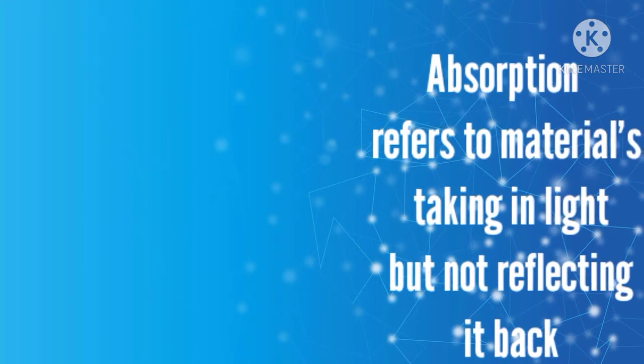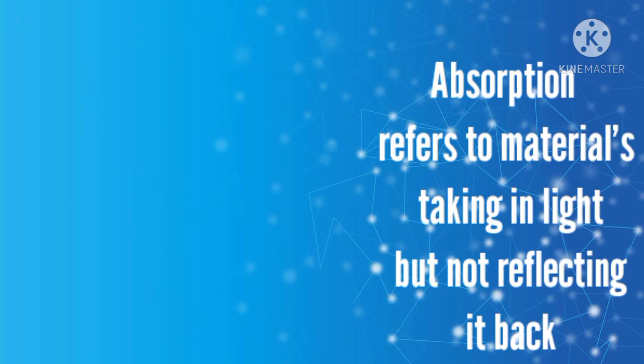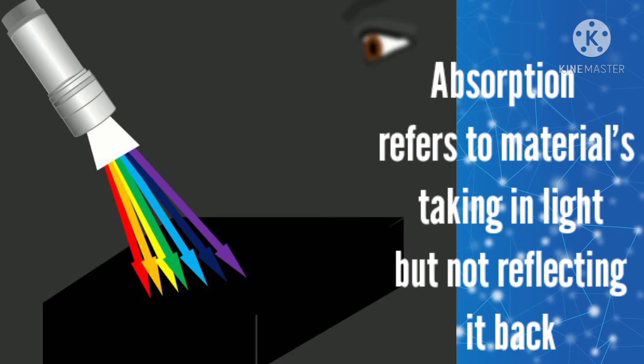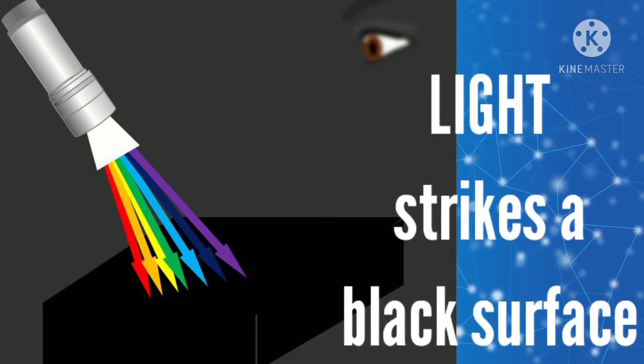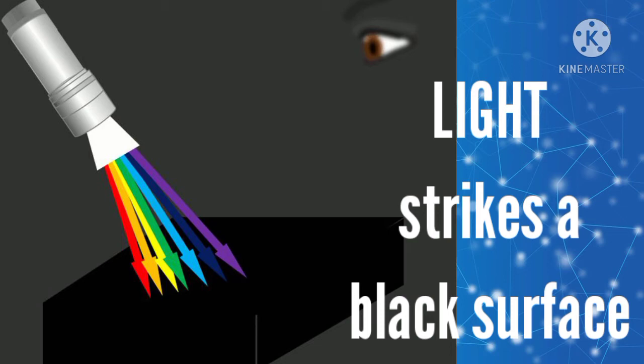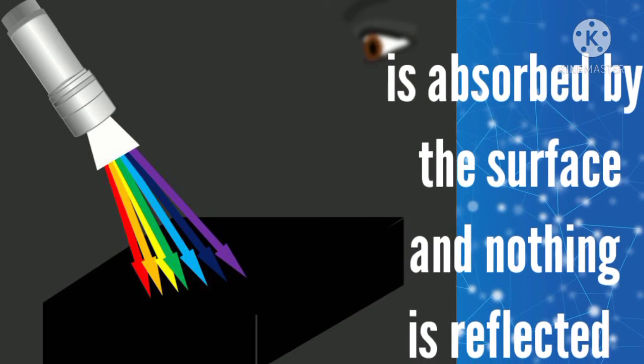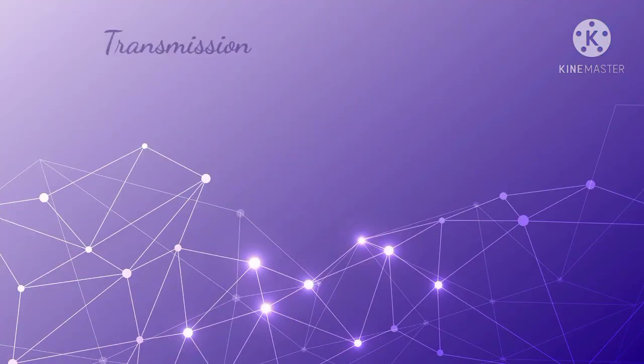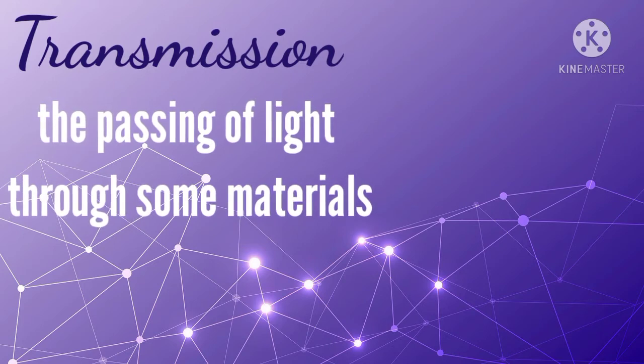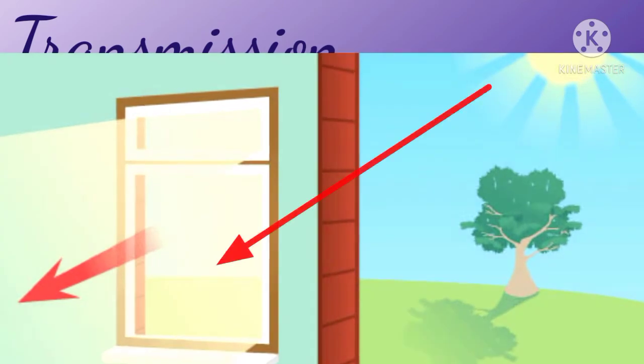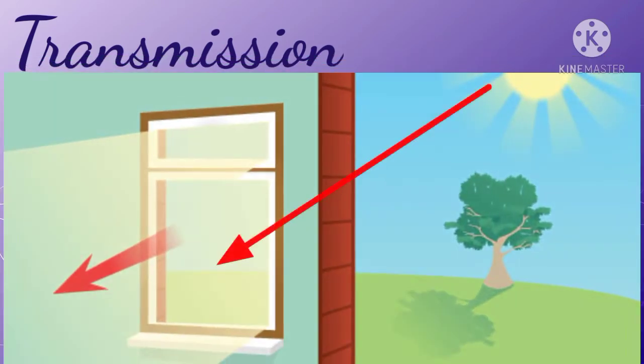Another one is absorption. It refers to materials taking in light but not reflecting it back. For example, when light strikes a black surface, it is absorbed by the surface and nothing is reflected. And the last one is transmission. It refers to the passing of light through some materials. For example, when light passes through a glass window, it is transmitted to the other side, allowing the light to pass through the window.